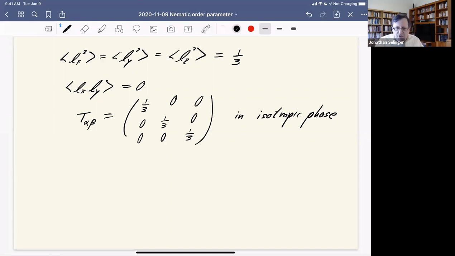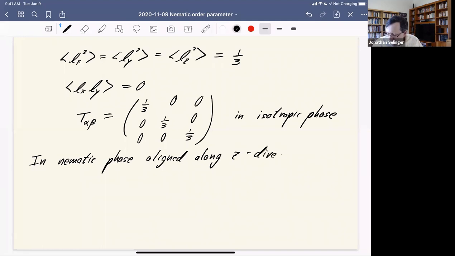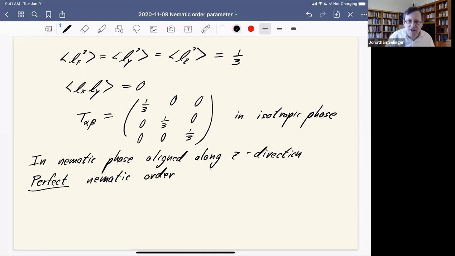Okay, now let's compare it with the nematic phase. To be specific, I have to say which way the nematic phase is aligned. So let's say the nematic phase is aligned along the Z direction. And let's suppose, at least for the moment, that there is perfect nematic order. That is, all the molecules are perfectly aligned along the Z direction.